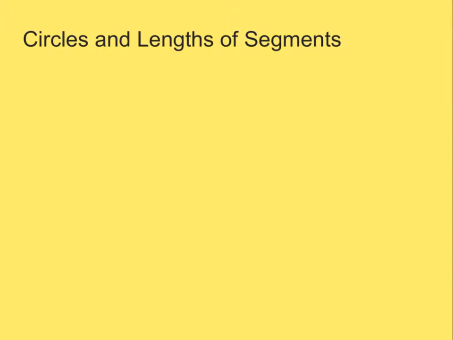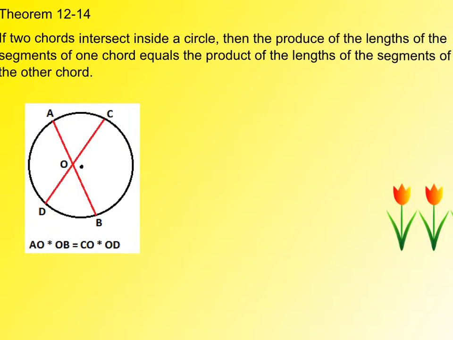In this video, we're going to take a look at circles and lengths of segments. First, we're going to start by looking at some properties. The first one is talking about chords intersecting inside of the circle, and then the product of the lengths of the segments of one chord is equal to the product of the lengths of the segments of the other chord. So what that is saying is that this chunk times this chunk is equal to this chunk times this chunk.